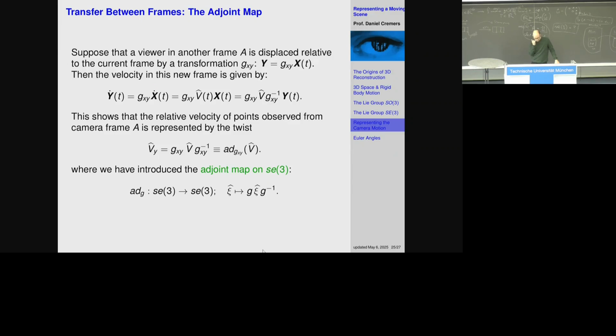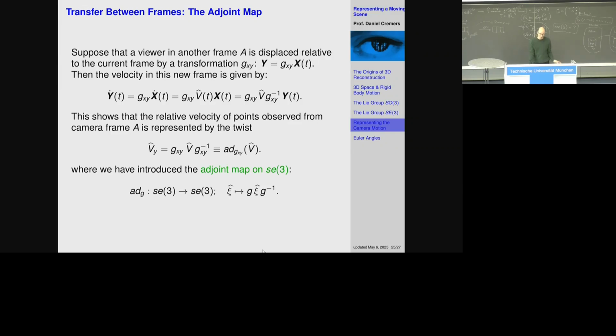And maybe one last thing, because it does pop up in the literature every now and then, is this notion called the adjoint map. I wanted to mention that so that you have at least heard of it before. I don't think we're going to use it much, but it's not bad to have heard of what that refers to. Suppose you have a viewer in another frame A.